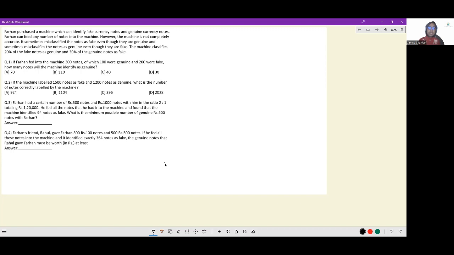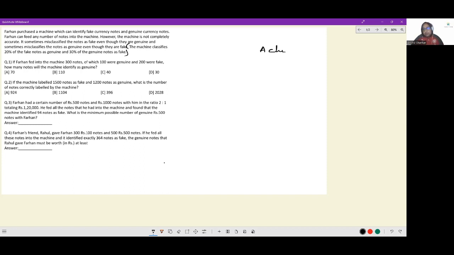It sometimes misclassifies the notes as fake even though they are genuine, and sometimes misclassifies the notes as genuine even though they are fake. So there is a false positive and a false negative happening, in case you know of hypothesis testing. But either way, understand, sometimes notes which are genuine are classified as fake and notes which are fake are classified as genuine. The machine classifies 20% of the fake notes as genuine and 30% of the genuine notes as fake. Okay. This helps us give a framework.